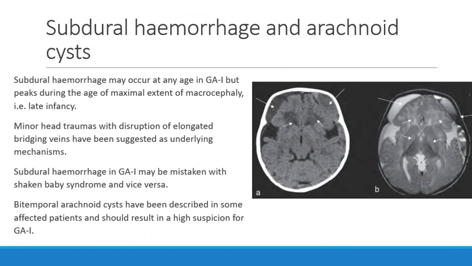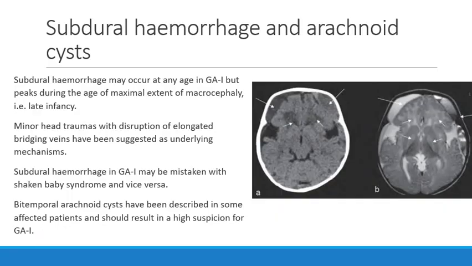With a maximal extent of macrocephaly, this is what occurred from 3 months to 36 months. This patient can develop this subdural hemorrhage after a minor trauma. When we play with children and lift them like this, this minor trauma can happen, because the veins are stretched between the skull and the brain, so they can be easily ruptured, and then subdural hemorrhage can occur.